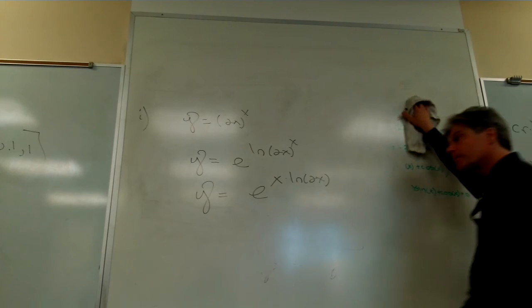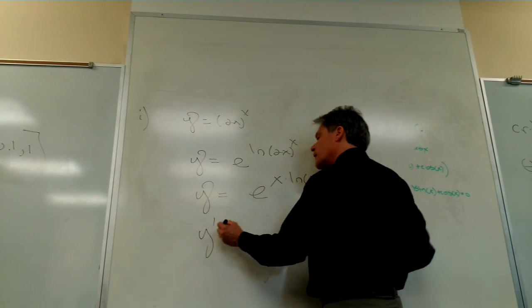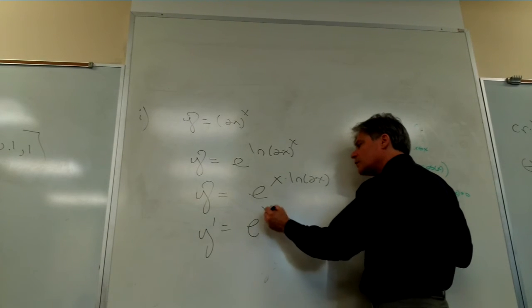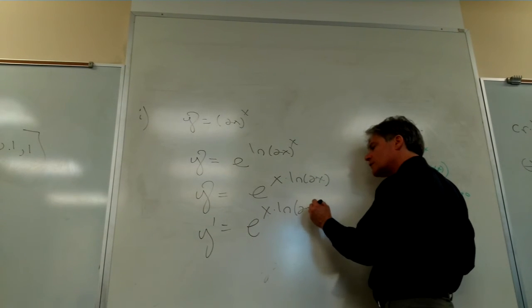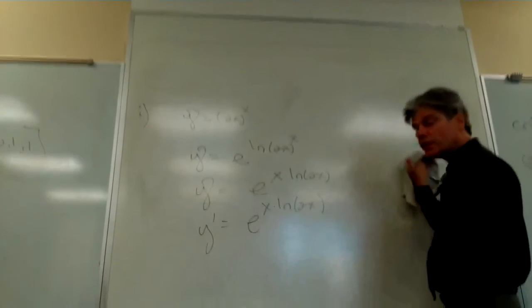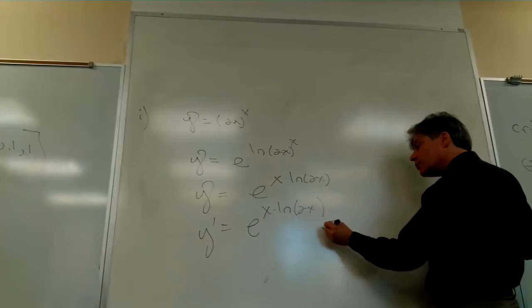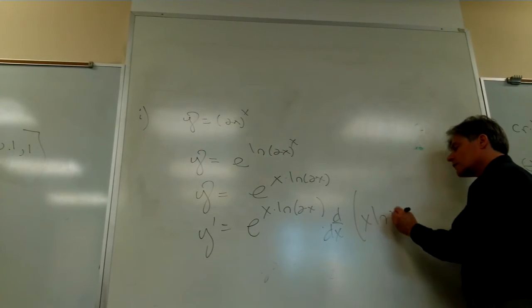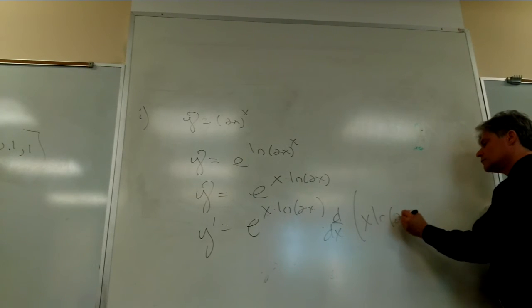As a matter of fact, since y is equal to e to some power, y prime is just simply equal to e to the same darn power. Nothing changes. But you have to take the derivative. It's just that the chain rule says now I'm going to multiply by the derivative with respect to x of whatever that power was.